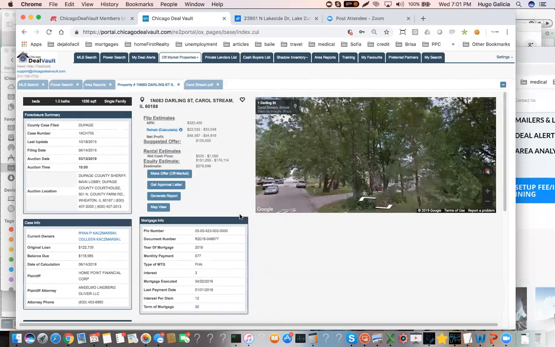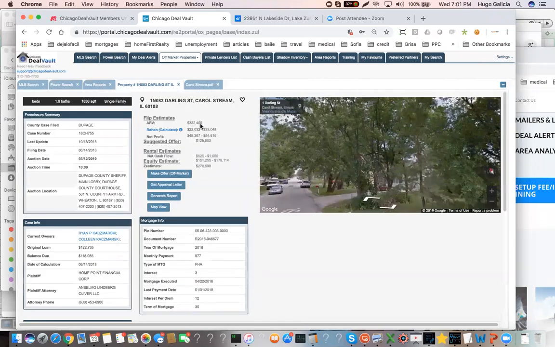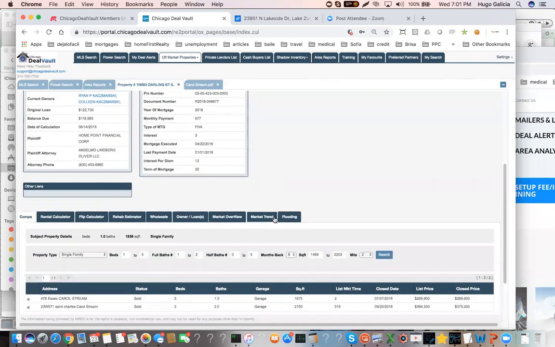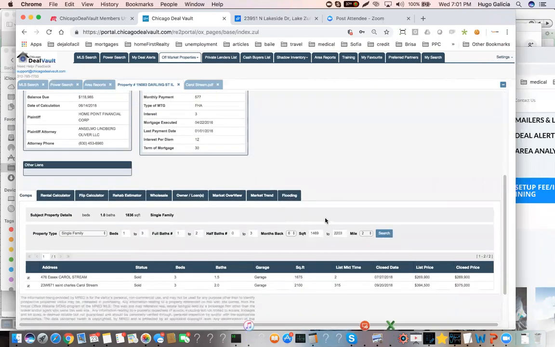So I just want to go up to see the ARV. The ARV could be even over 300,000. The ARV is pretty high on this property, but I want to show you something right here. The subject property is 1,800 square feet. This comp we're looking at has 2,100 square feet, so it's slightly bigger, and it sold for 375. So I would say this is sort of an outlier. It's on the high end.